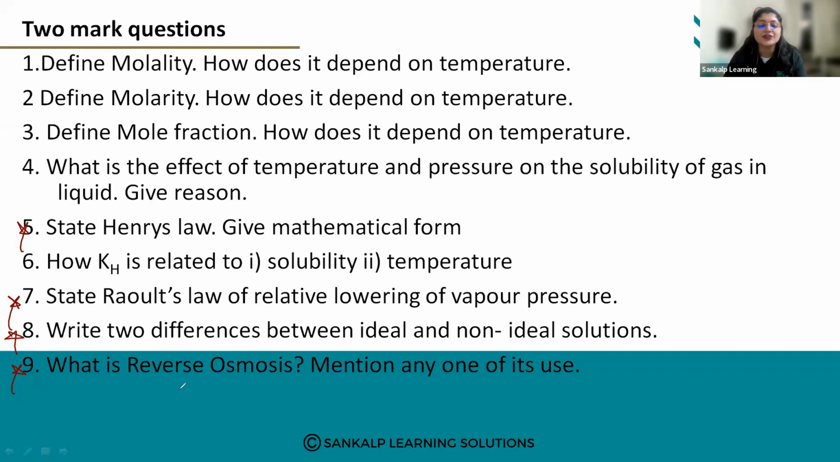What is reverse osmosis? When you put an external pressure which is greater than the osmotic pressure on the solution side, what will happen? The solvent molecules will flow from solution to solvent through a semi-permeable membrane. And this is called reverse osmosis.